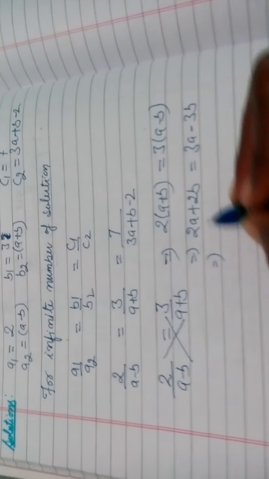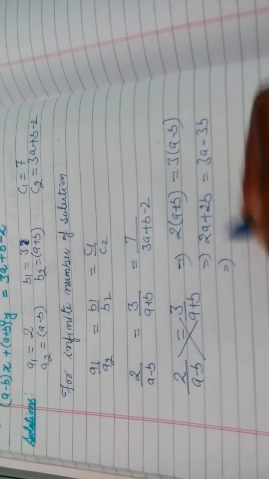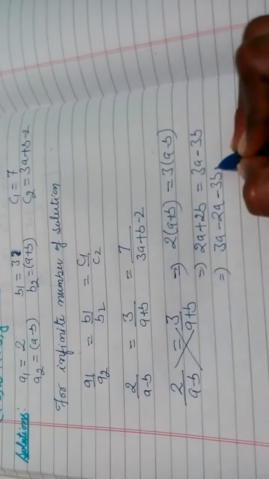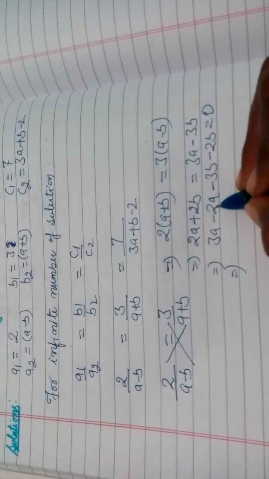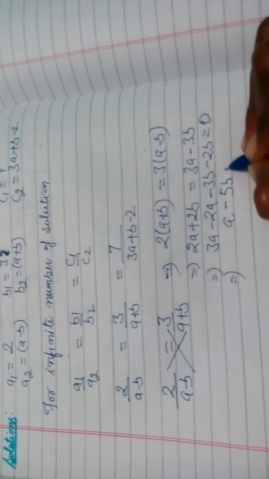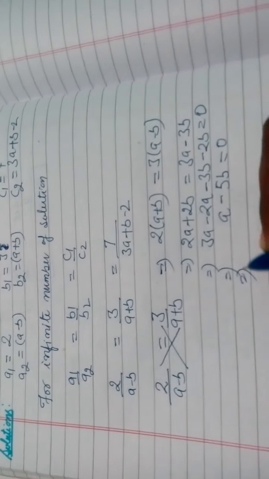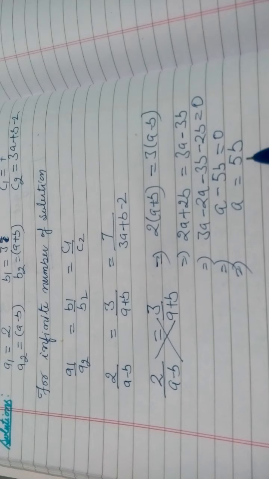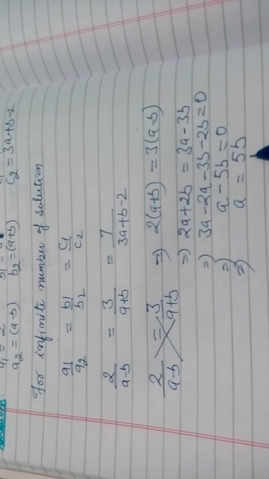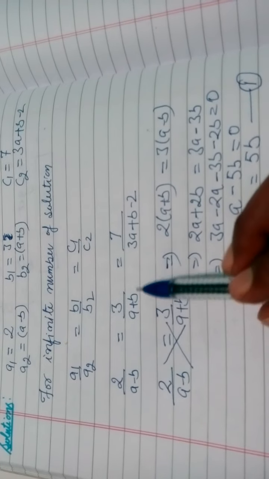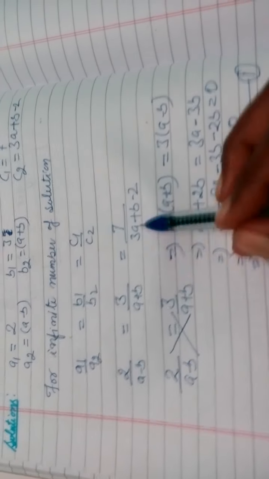Now take this 2a to that side, you will get 3a minus 2a minus 3b minus 2b is equal to 0, right? And this further implies 3a minus 2a, you will get a, and minus 5b is equal to 0, or this further implies a is equal to 5b. Okay, so a is equal to 5b. You can write it here. Now let me take this as equation 1.